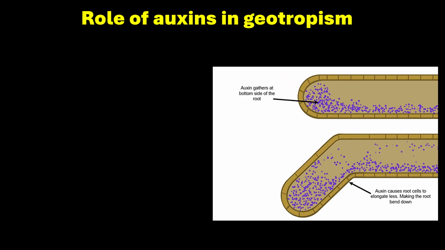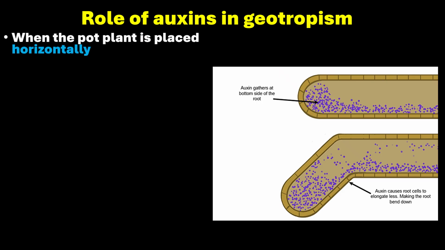Once the root is horizontal this way, auxins are liquid like water. They'll flow under gravity, so they flow downwards. So you can see this side and this side, the auxin quantities are not the same. There are more auxins on this side than on this side. Then suddenly the roots start bending. So let's see what happens.